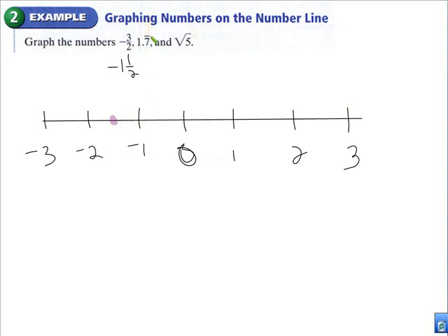How about 1.7 repeating? Here's 1.5. So 1.7 repeating would be a little bit after that, so it'll be about right there. Square root 5. How would we graph square root 5? We all know square root 4 is equal to 2, so square root 5 is going to be a little bit more than 2. So we're going to plot that a little bit past 2, and that's going to be square root 5. So this is square root 5. This is 1.7 repeating. This is negative 3 over 2.